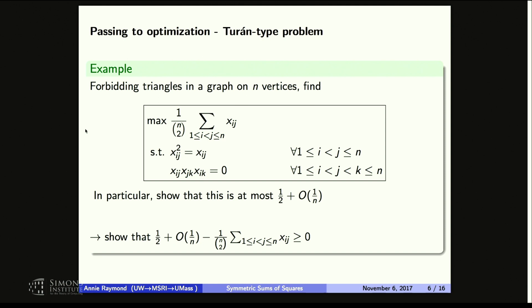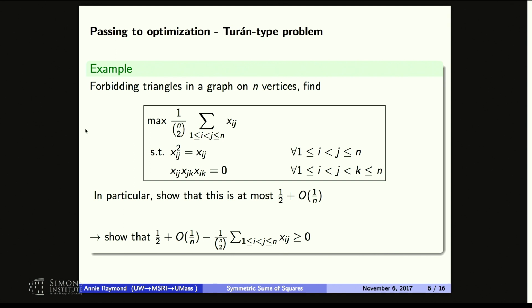I want to maximize the edge density there. So I'll have edge variables, right? So for every pair of vertices i and j, I will have a variable xij that is either 1 if I put an edge between i and j, and 0 if I don't. So my first set of constraints ensures exactly that I either have an edge or I don't. I cannot have half an edge.